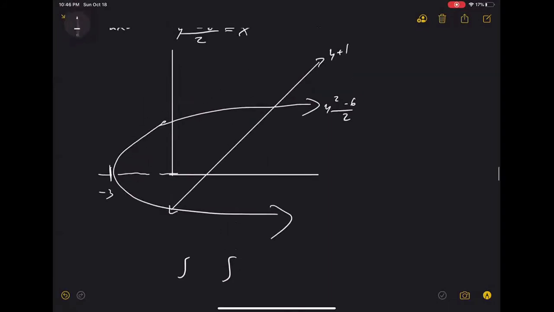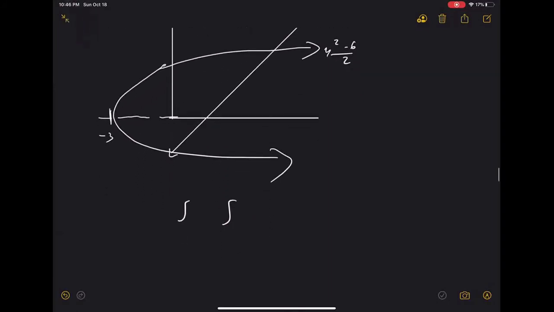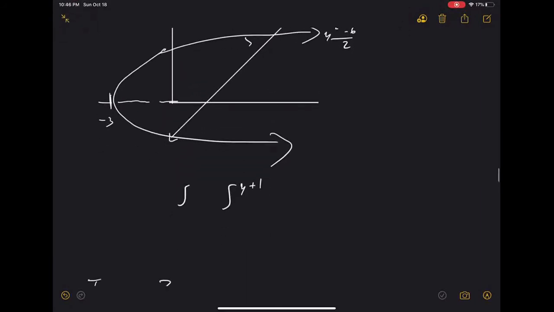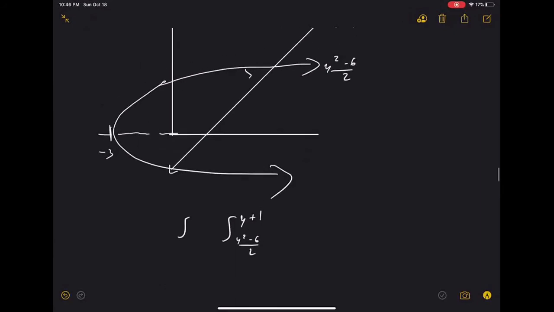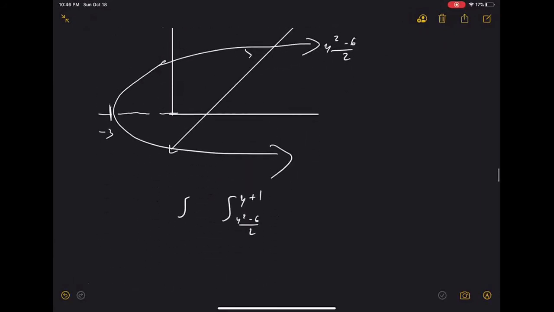Okay. So less than or equal to. Our upper bound for our x coordinate has to be y plus 1. And then on the other hand, our x values can't be over here to the left of this parabola. So our x bounds are greater than this. Okay, now that's our inner integral.